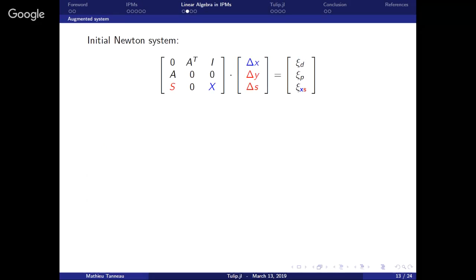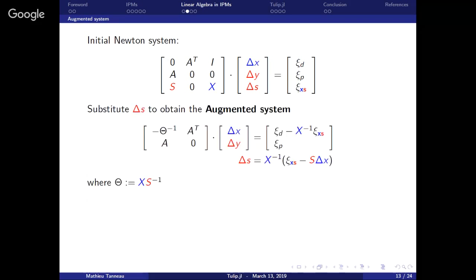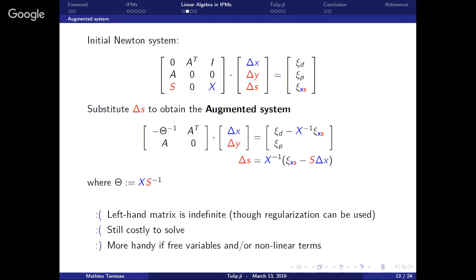You don't actually solve that system explicitly, because this thing is a diagonal matrix and this thing is a diagonal matrix. So typically you substitute this delta S and you get this system that is called the augmented system. It's smaller. The only issue is that this left-hand matrix is now indefinite. It's actually quasi-definite if you add the regularization.